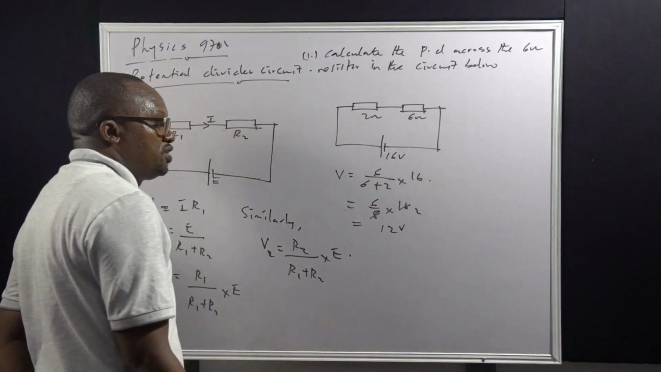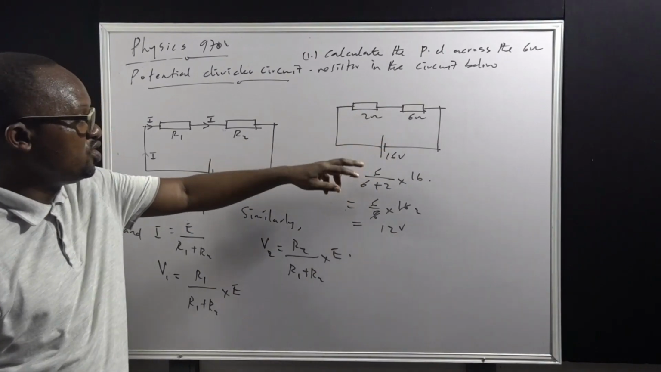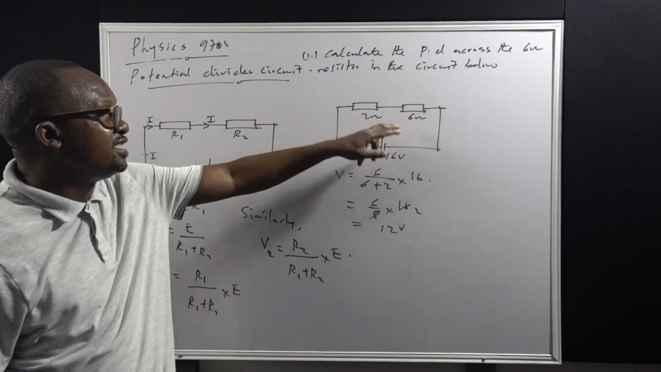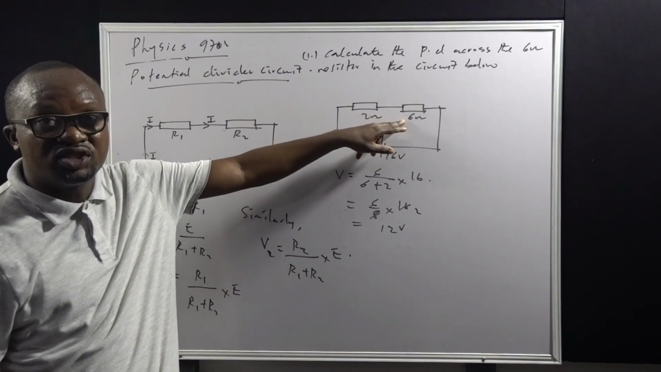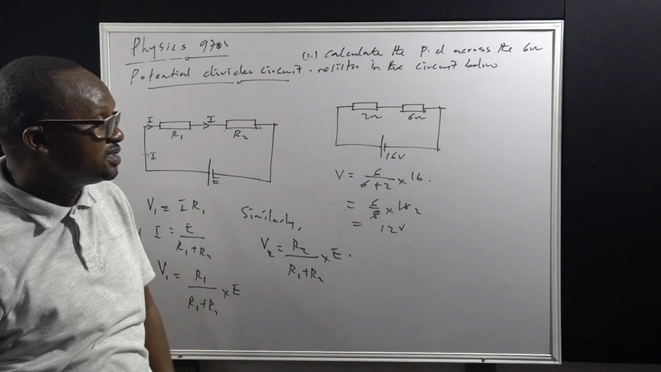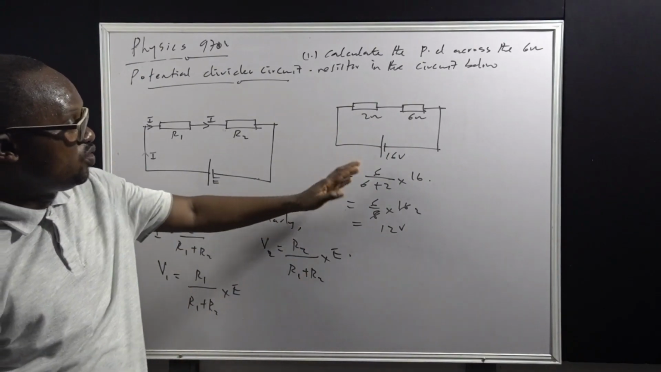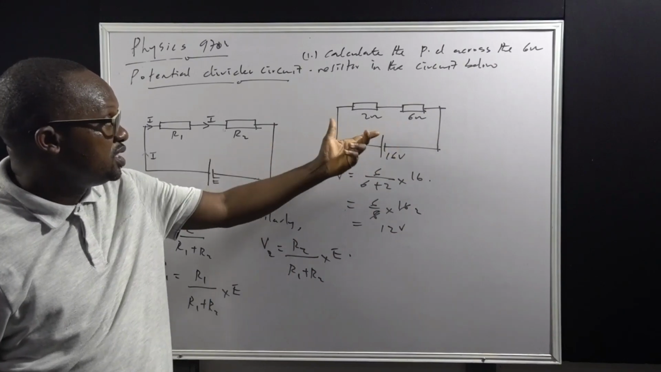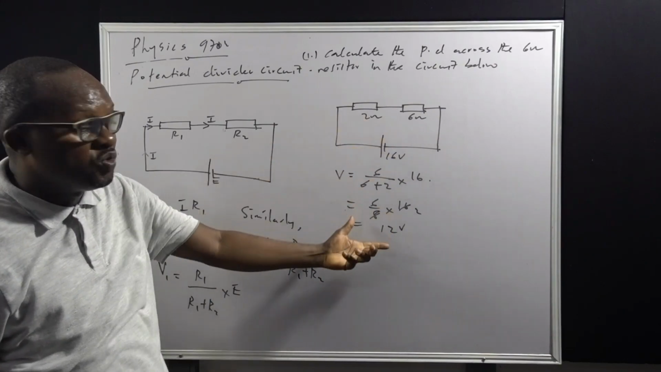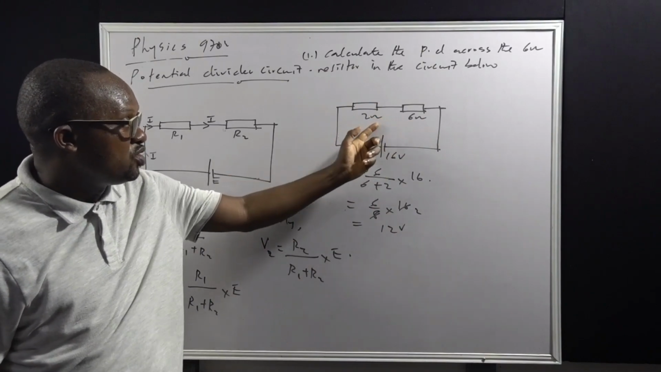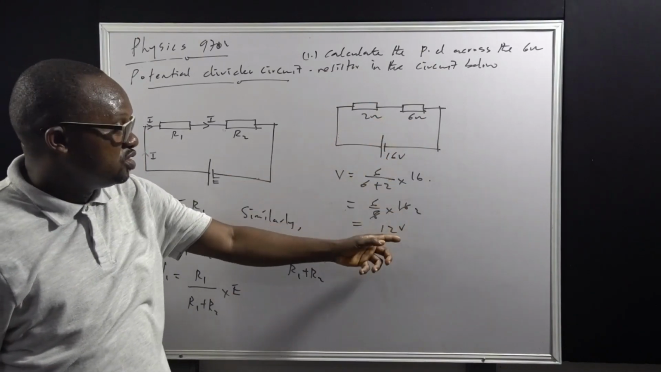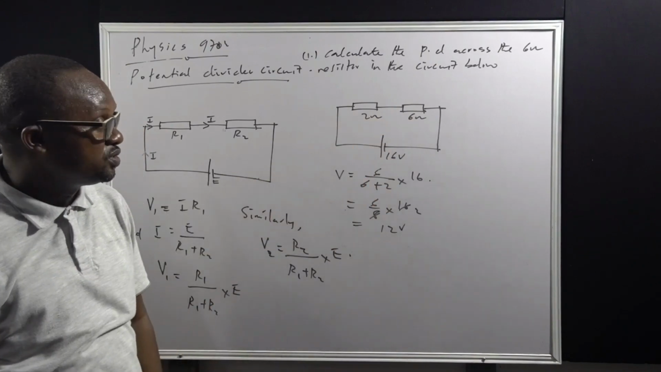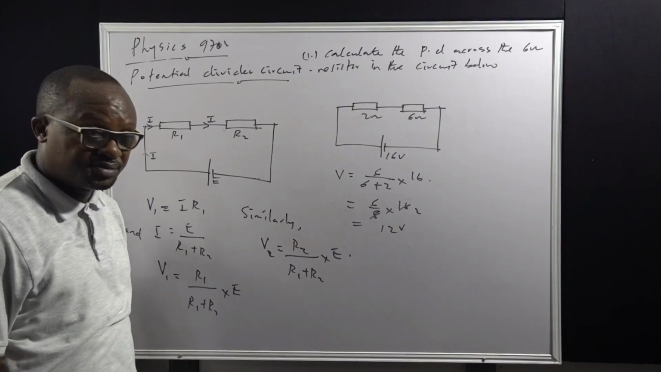12 volts. So in finding the PD across the 6 ohm resistor, I don't need to first find the current in the circuit, then find the PD by multiplying the current flowing through the 6 ohm resistor by 6. No. In the same way, if the PD across the 6 ohm resistor is 12 volts, then the PD across the 2 ohm resistor will be 4 volts, because the PDs add up to the EMF of 16 volts. So 12 volts plus 4 volts gives you 16 volts. Okay?